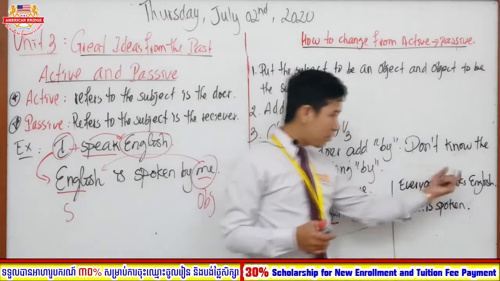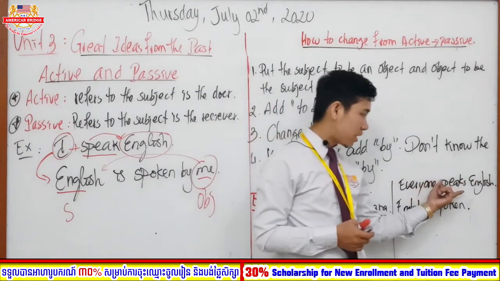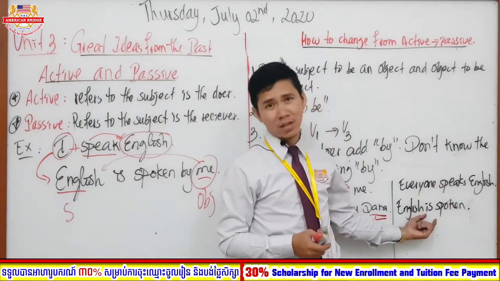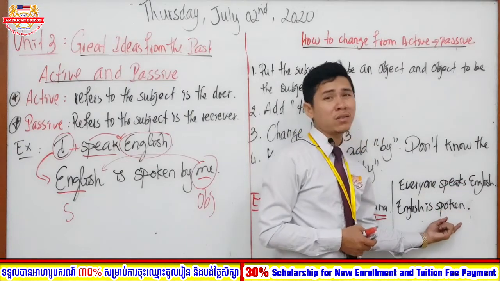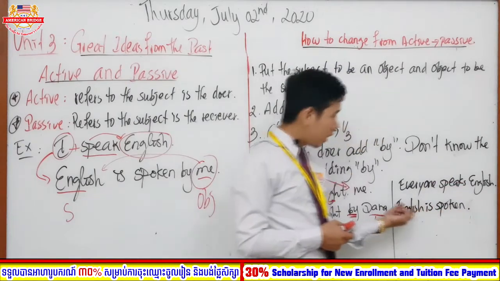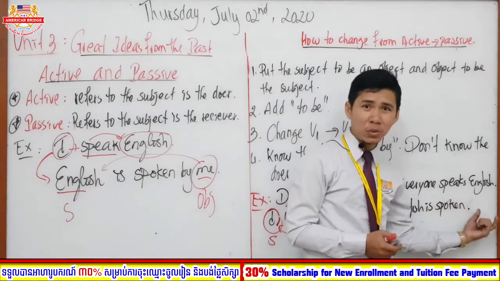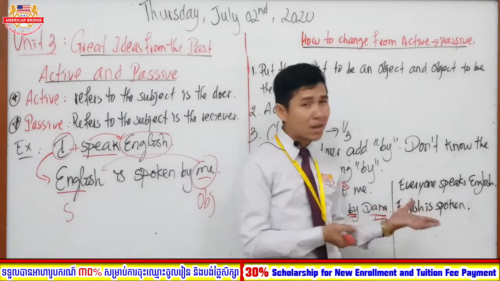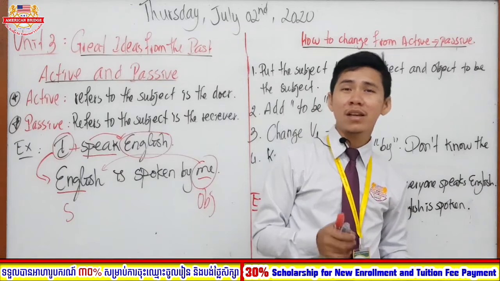However, I am going to take English and put it in front, right? And because this one is a present sentence, I have to add to be, and the to be is present as well. Okay? Speaks, I'm going to change to verb 3, spoken. So if we know the doer, you are going to put by someone else, right? By the doer. But if I don't know the doer like that, I do not put the word by. I do not put anything else besides. Okay, the sentence is made.